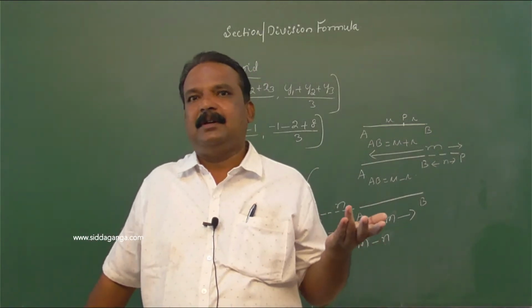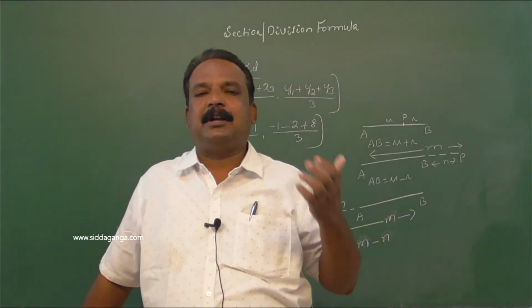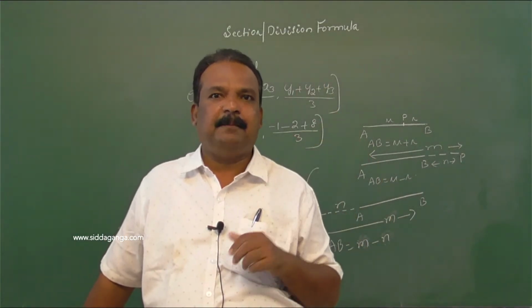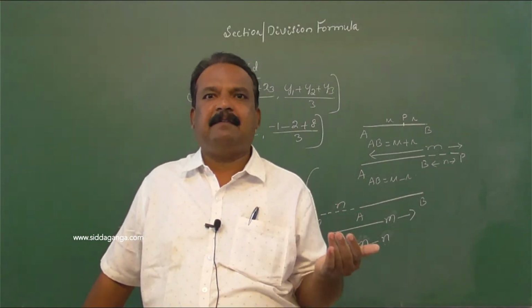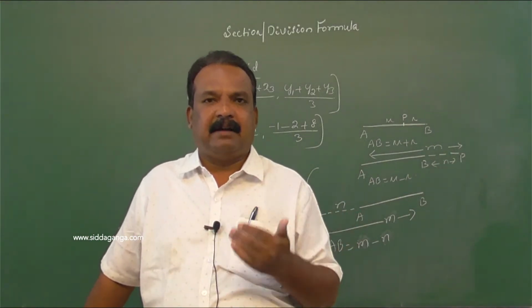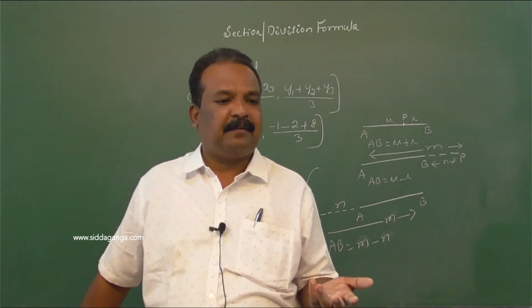You can do it using the ratio, or take the direct formula. That is, what is the formula for the centroid of a triangle? x1 plus x2 plus x3 divide by 3, y1 plus y2 plus y3 divide by 3. So this is the formula for finding the centroid of a triangle.